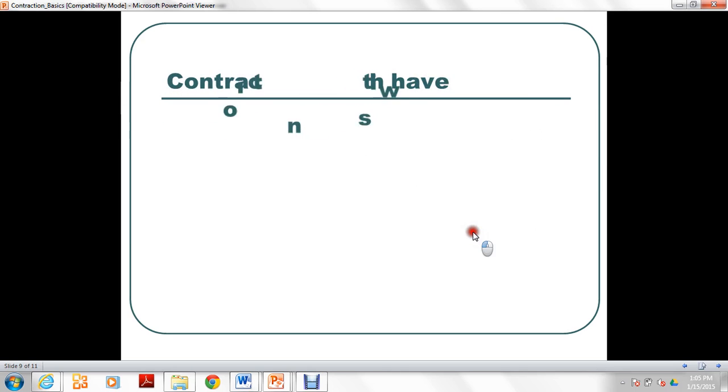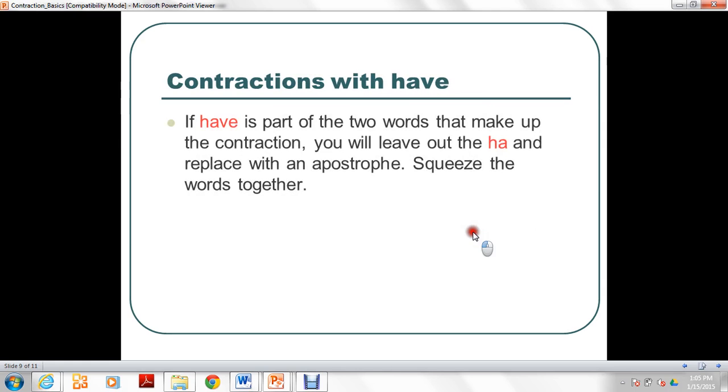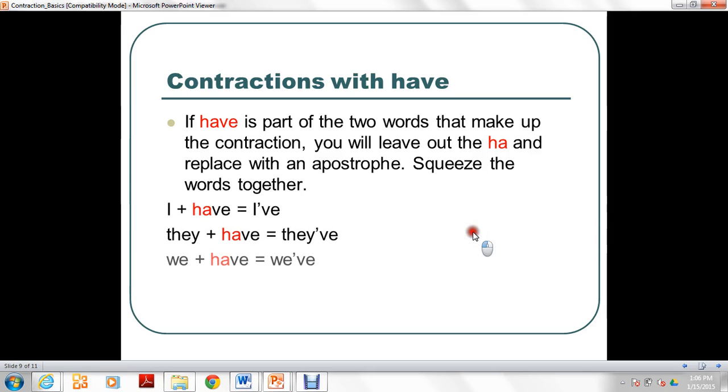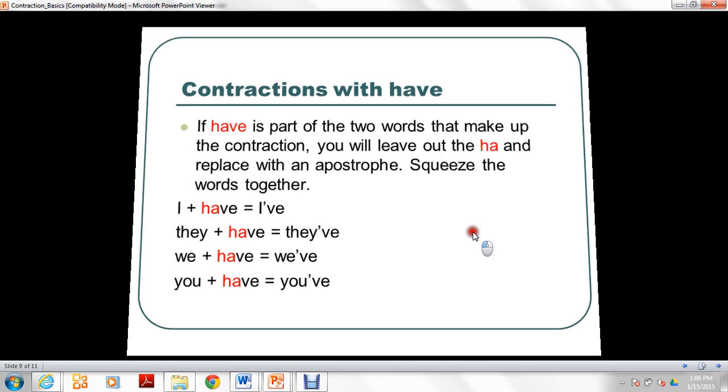Contractions with have. If have is part of the two words that make up a contraction, you will leave out the H and A, replace them with an apostrophe, and squeeze the words together. I plus have becomes I've. They plus have becomes they've. We plus have becomes we've. You plus have becomes you've.